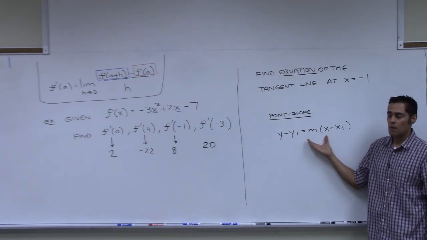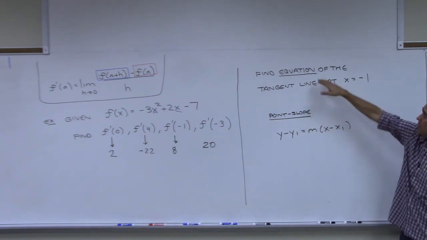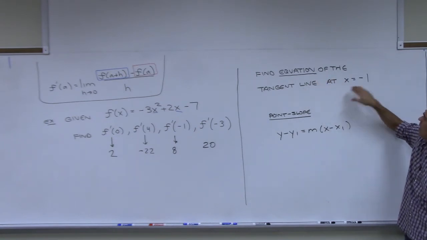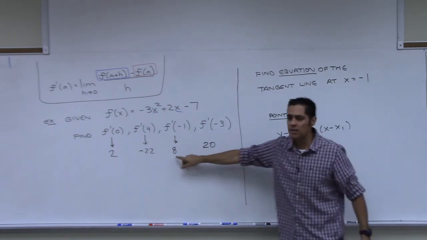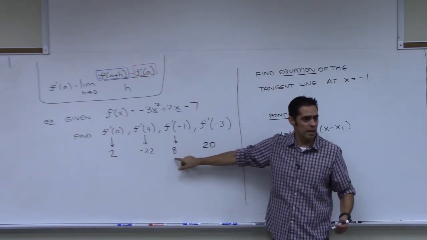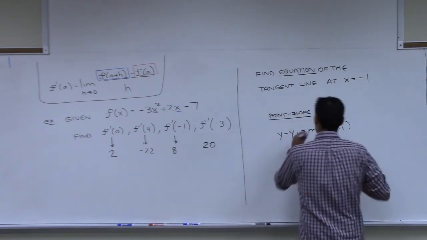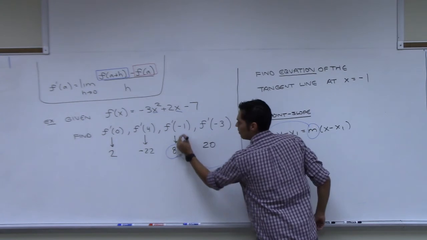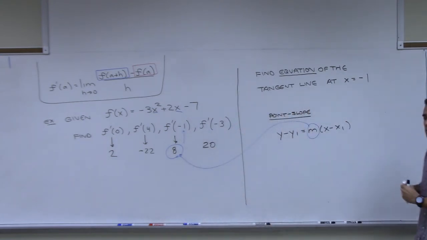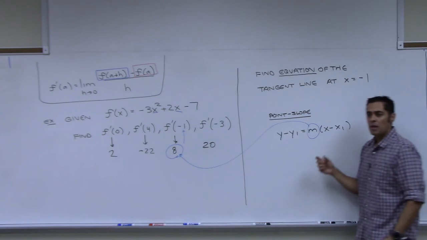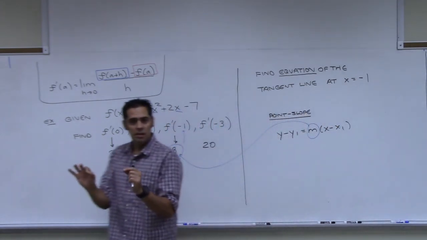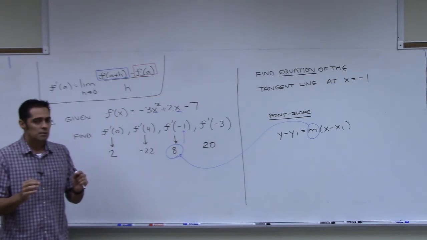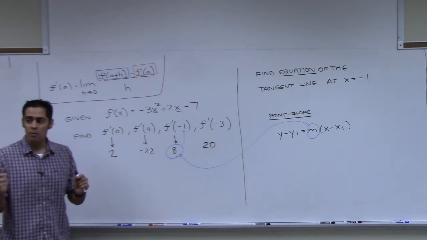Okay, do we know the slope of the tangent line that we're looking for? What is the slope of the tangent line at negative 1? 8. We already did that work, didn't we? So we know now that this number is actually the 8. It comes from the negative 1 right there. All we need now is the actual point. And where does that point have to be? Anywhere on the line.